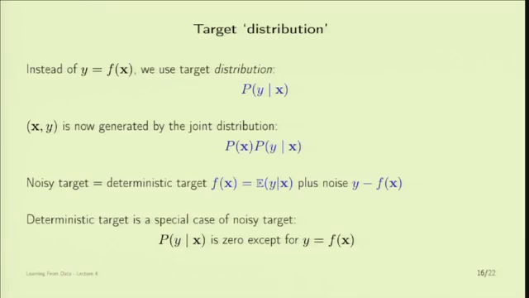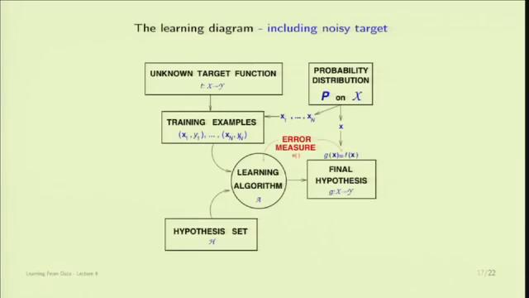Now, let's do the final installment of the learning diagram. Once we are done with this, we will freeze it forever. This will be the general learning diagram for unsupervised learning. And here is what we have. We are going to include the noisy targets. This is what we had so far. It's getting crowded, isn't it? And we are going to make it more crowded. And in this case, we are including the noisy targets.